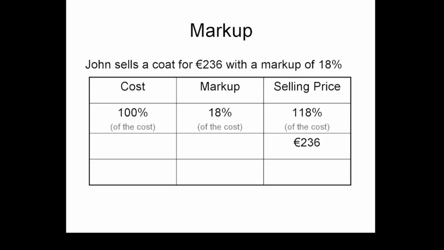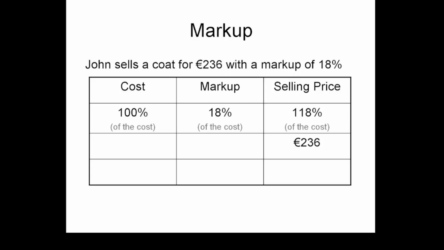So if I tell you that John sells a coat for 236 with a markup of 18%, that means the initial cost is 100% of the cost. The markup is 18% of the cost. So the selling price will be 118% of the original cost of the coat. So in this question, we know that 118% of the cost price of the coat is €236.